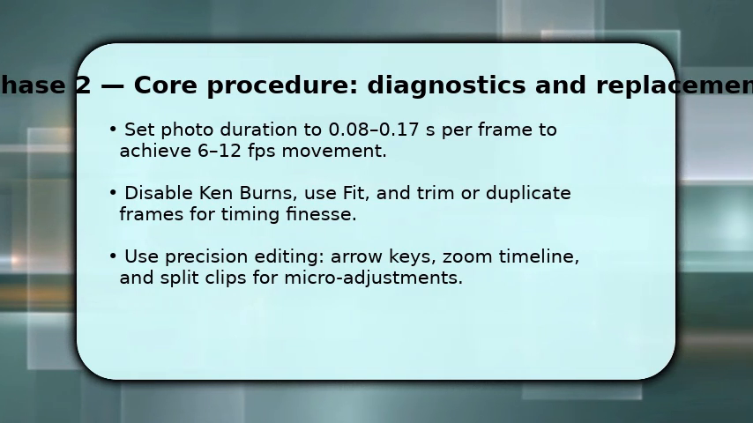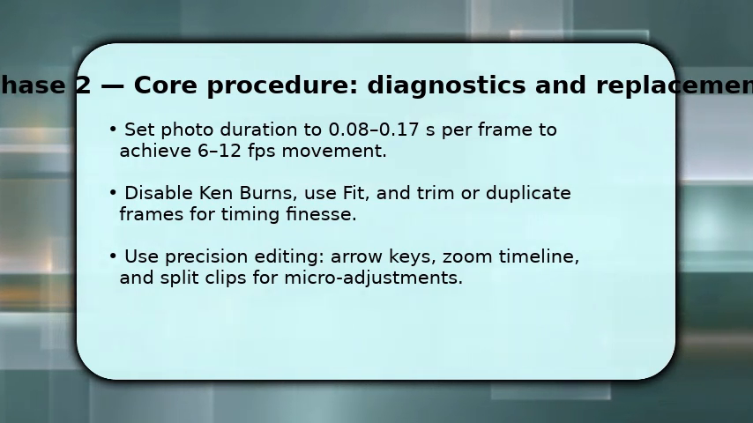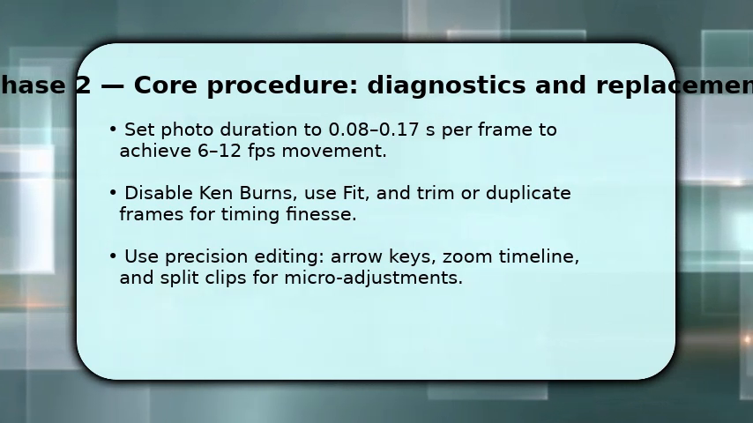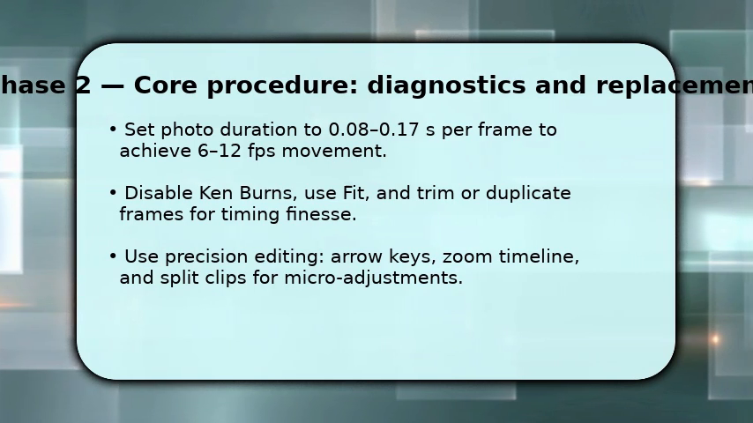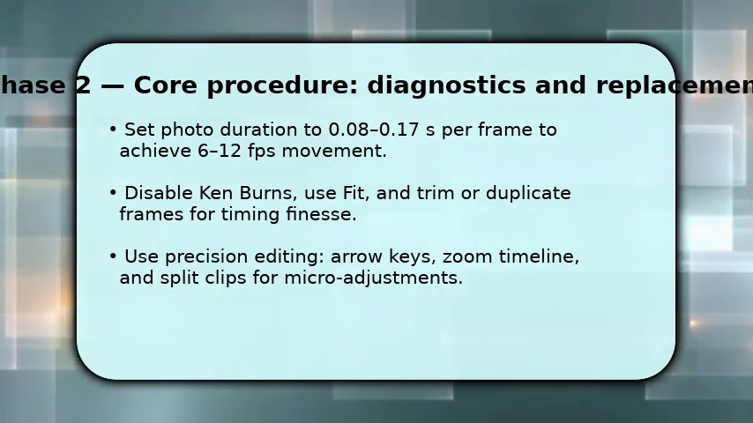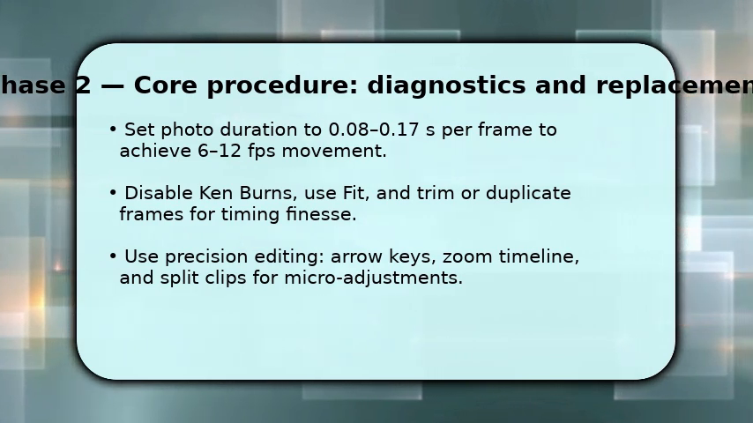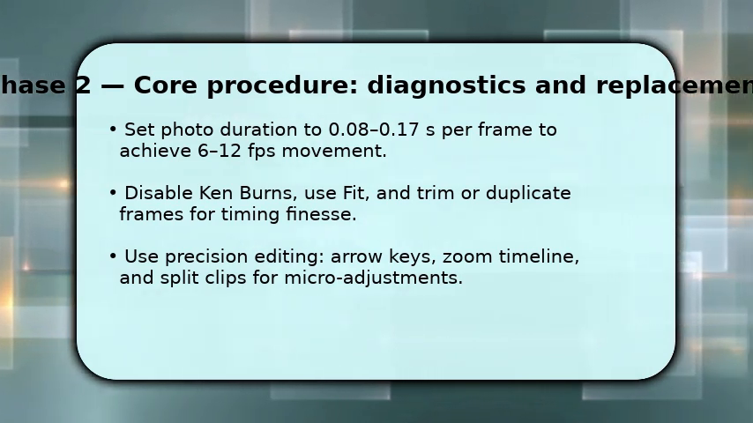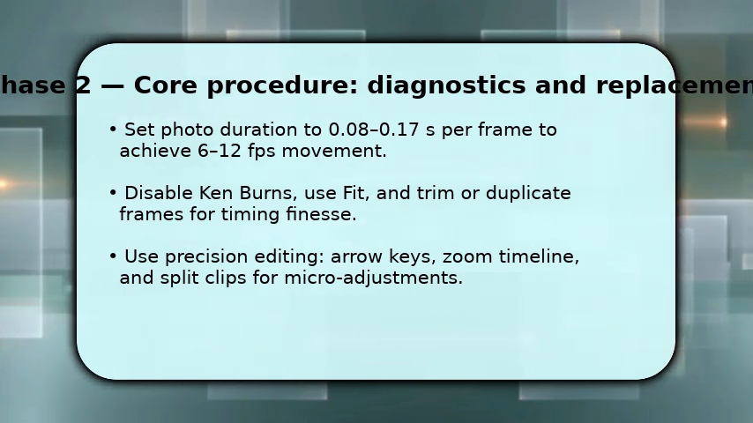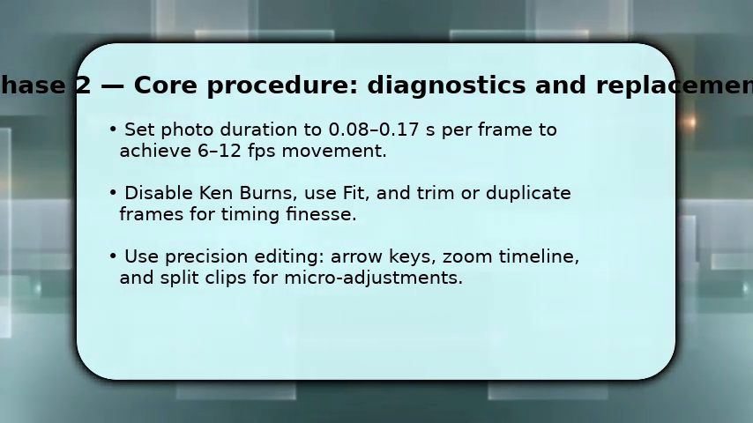Select all images and pick a uniform short duration, such as 0.1s, to approximate the FPS you want, tweak ranges to taste. Make sure Ken Burns is off and choose fit so frames don't shift. Use the timeline zoom and split clips to remove or duplicate frames for pauses or slow sections. These edits let you sculpt the movement and maintain visual continuity throughout.